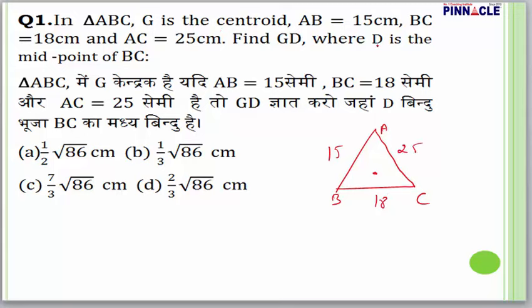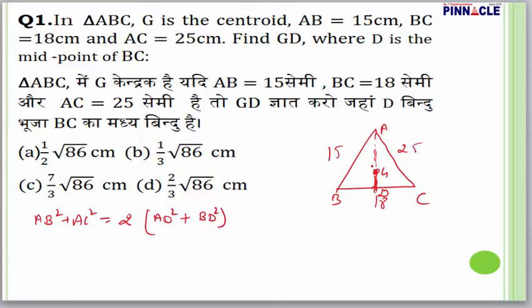Find the value of GD, where D is the midpoint of BC. This is D and this is G. Generally, centroid is denoted by G. We have to find the value of GD. Here we are using Apollonius theorem. What is Apollonius theorem? AB square plus AC square is equal to 2 times AD square plus BD square. And you must be knowing that the relationship between AG and GD would be 2:1.